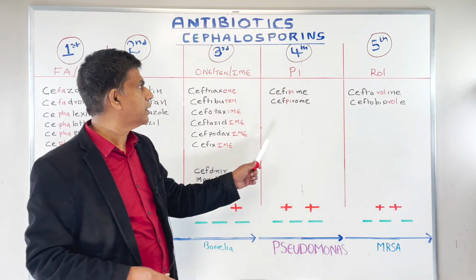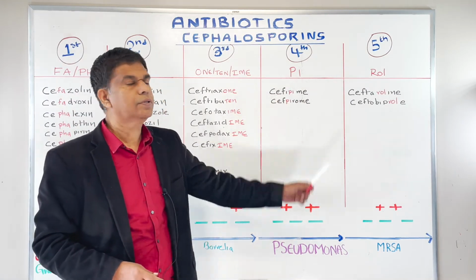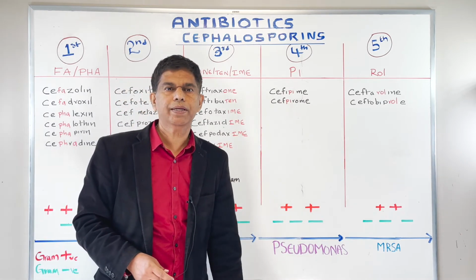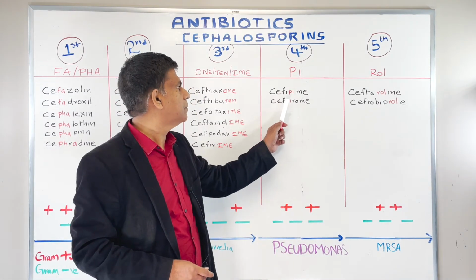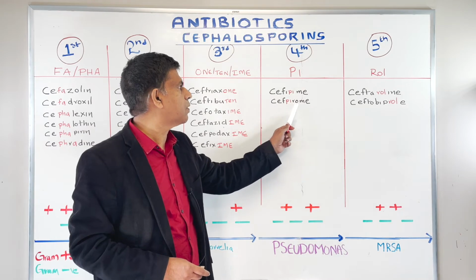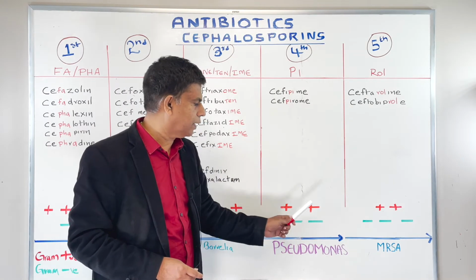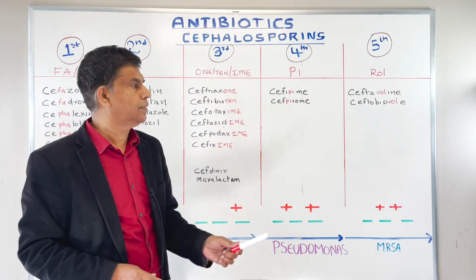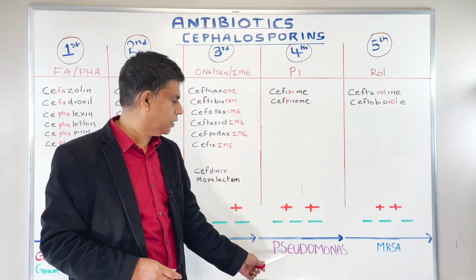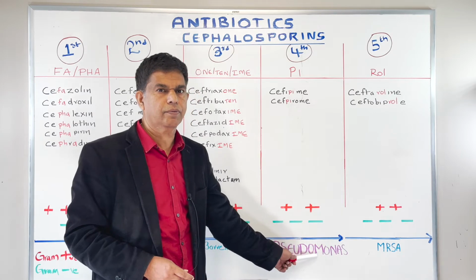Now let's look at the fourth generation. The mnemonic is PI: cefepime, cefpirome. Remember, we have gram-positive and good gram-negative coverage. What does it cover? Pseudomonas. Remember that, it covers Pseudomonas.